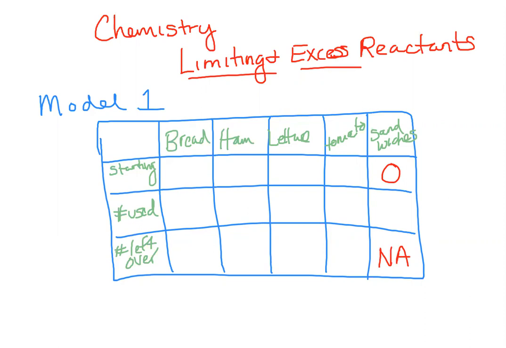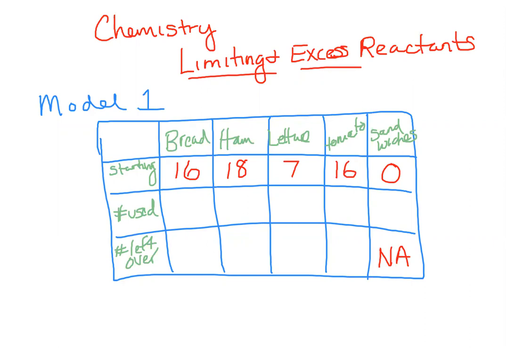They gave you a recipe for sandwiches. Each sandwich must have 2 slices of bread, 1 piece of lettuce, 3 slices of ham, 4 slices of tomato. Okay, that's what one sandwich is. So our starting count, I'm going to fill in the first line for you. Our starting count is 16 pieces of bread, 18 slices of ham, 7 pieces of lettuce, and 16 slices of tomato. That's what we've got right there.